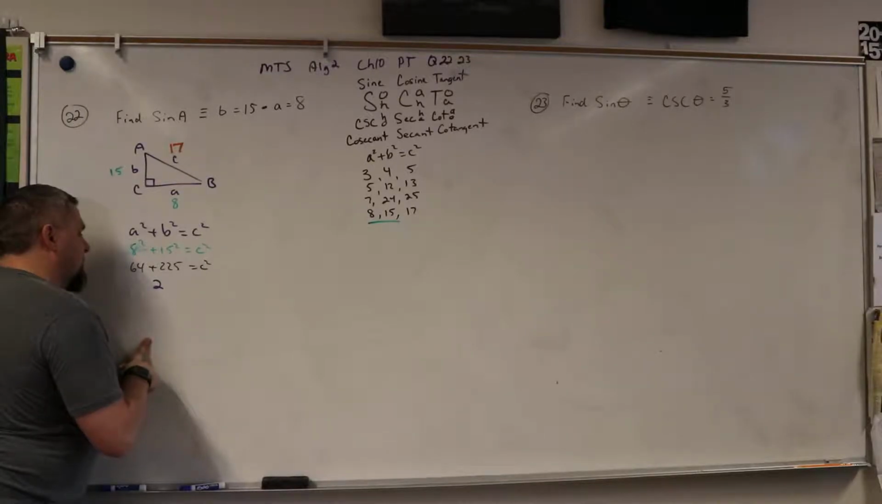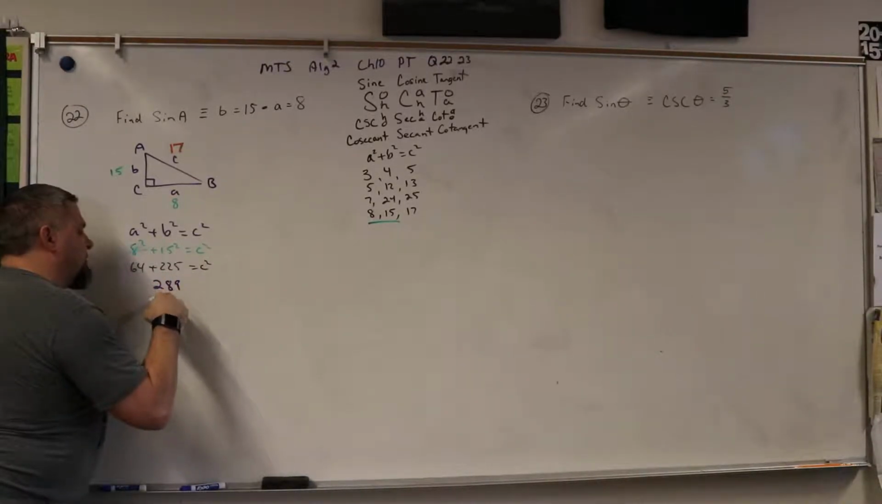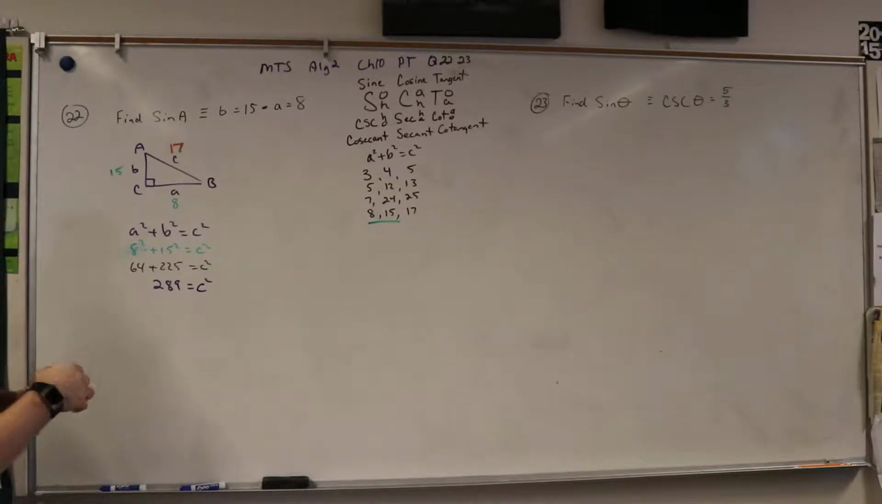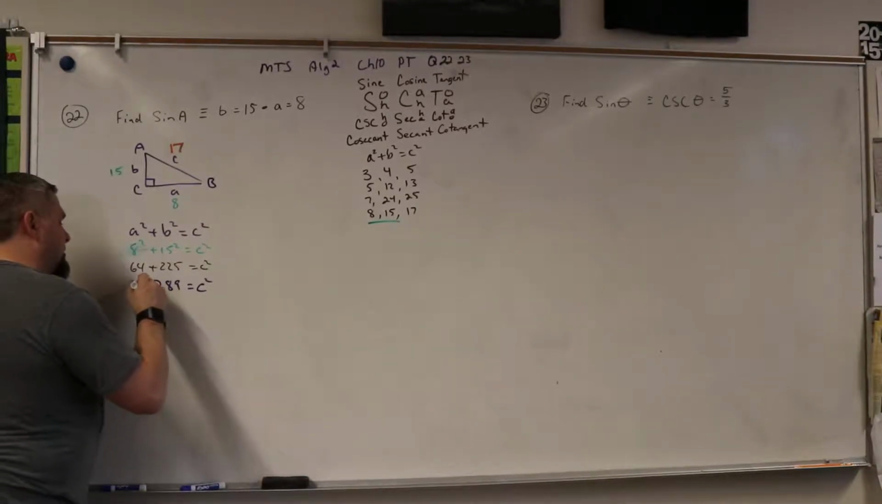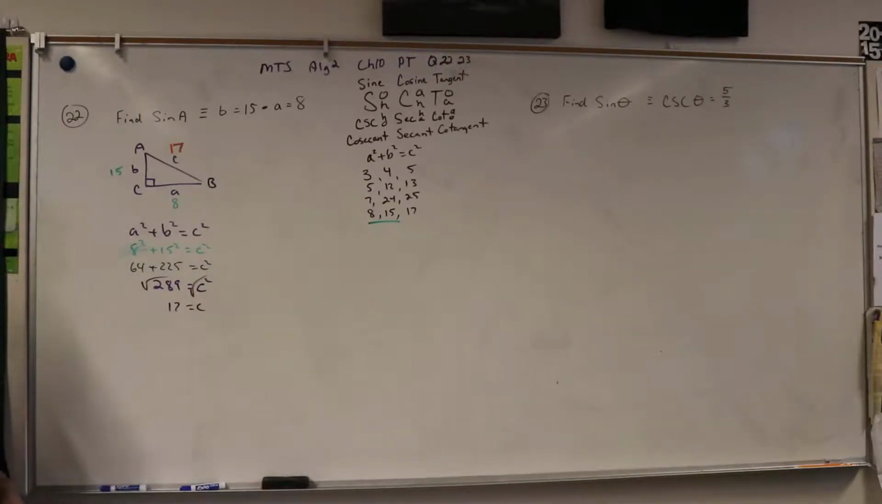What? 279? No, 89. 289. Oh yeah, 289 would be 17. Sorry about that. So then I know that's 17. So I square root, and I get 17 equals c. So one way or another, we figure out what c is.